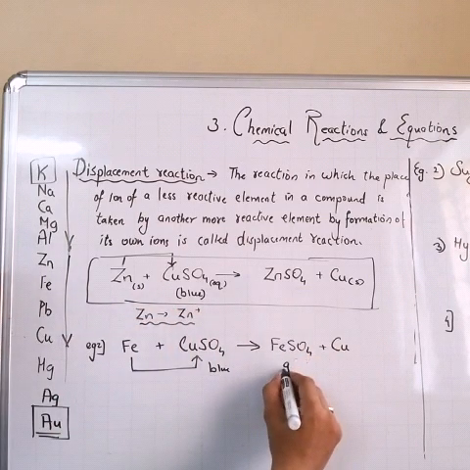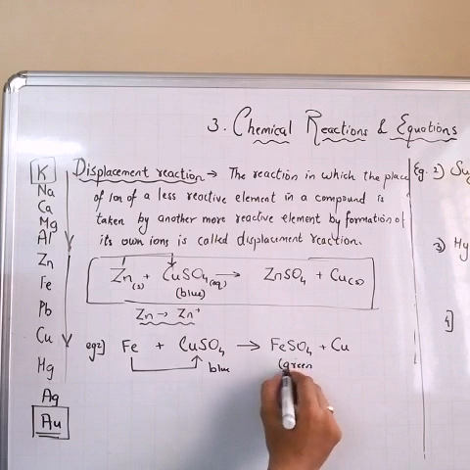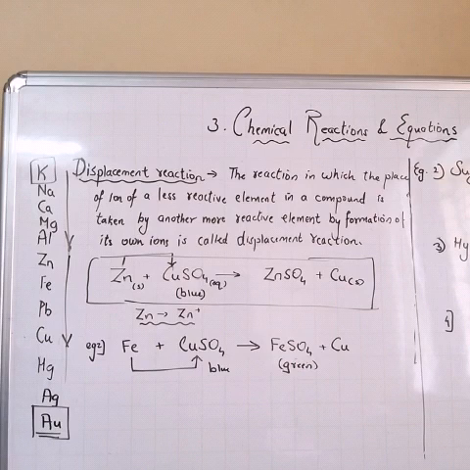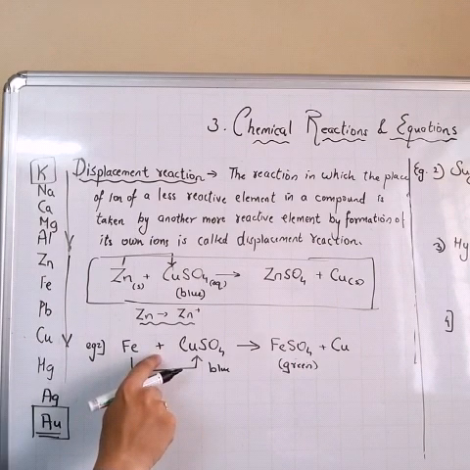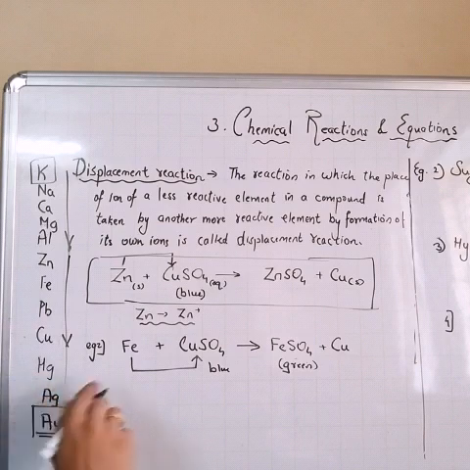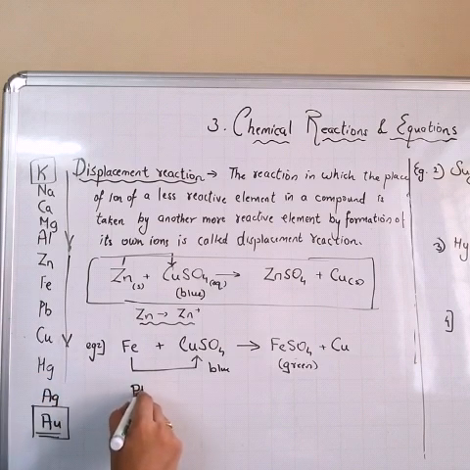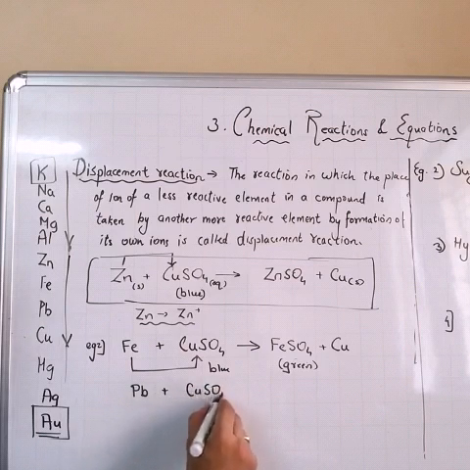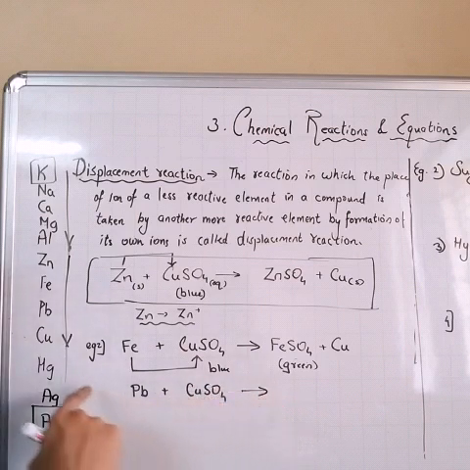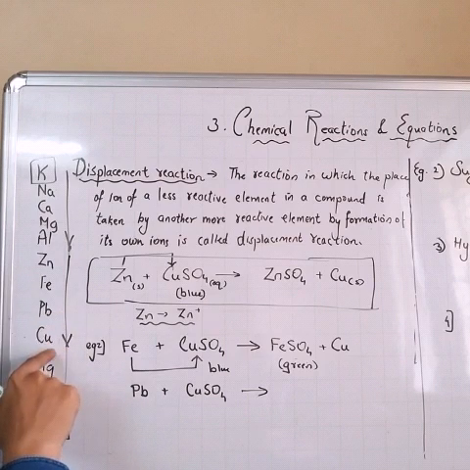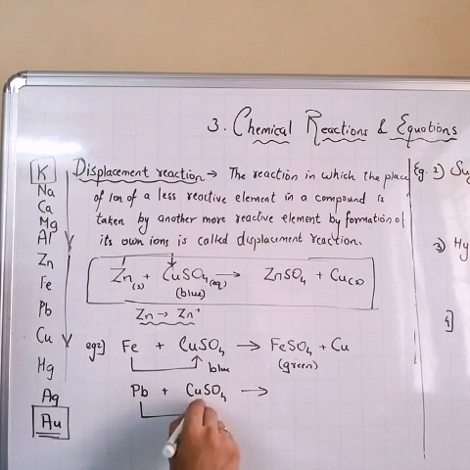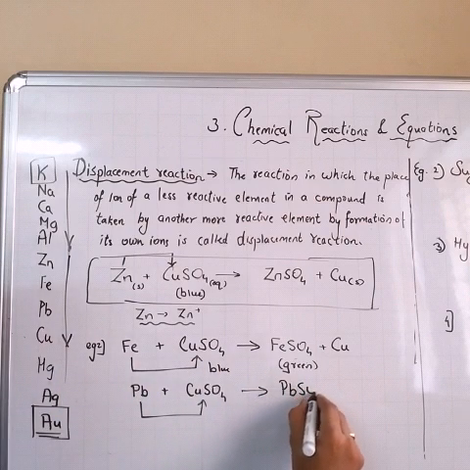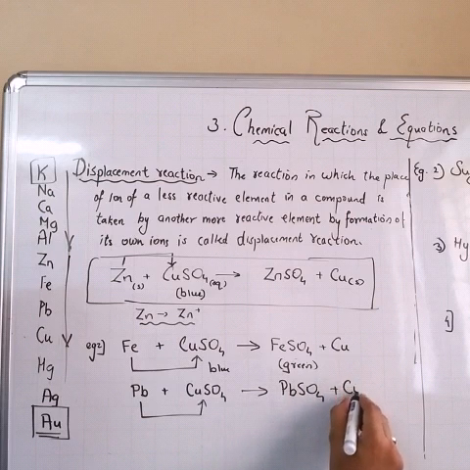This color of the solution is green. So color of solution changes from blue to green. Okay. This is also an example of displacement reaction. One more example which is there in your textbook: lead and copper sulfate. Okay. Now lead is more reactive than copper, so definitely lead will remove copper from copper sulfate, and what we obtain is lead sulfate along with copper metal.